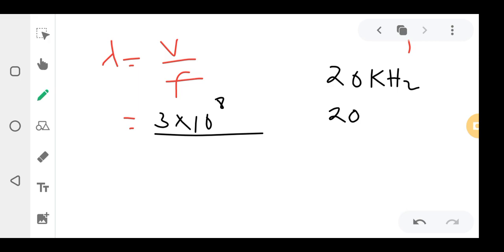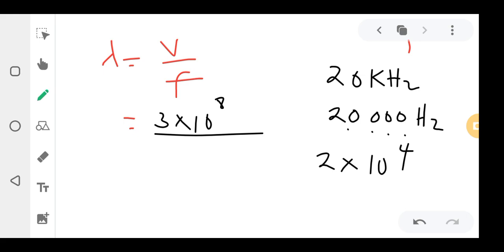Kilo, K means 3 zeros. So I put 1, 2, 3. Hertz. Okay? And then how many zeros do I have now? 1, 2, 3, 4. So I say 2 times 10 to the power 4.